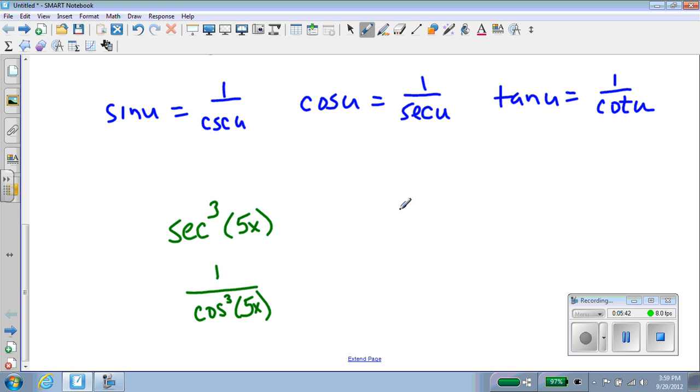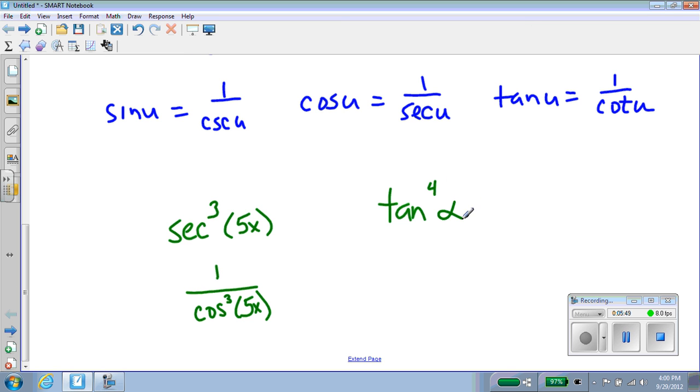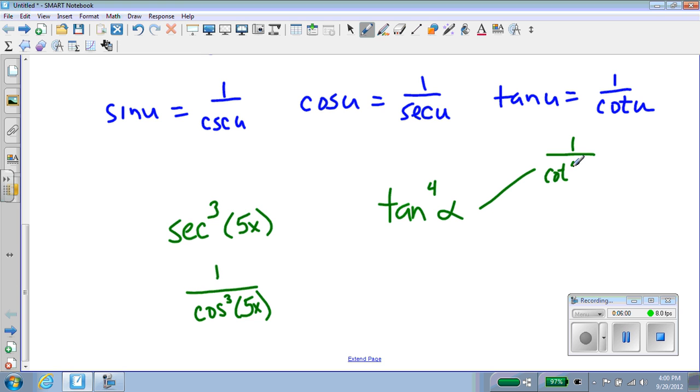Let's try that again. Let's say I have tangent to the 4th power of alpha. I've got two things I could replace that with. One of them would be using the reciprocal identity, 1 over cotangent to the 4th of alpha. Or if it will serve my purposes better, I could replace it with sine to the 4th power of alpha over cosine to the 4th power of alpha.